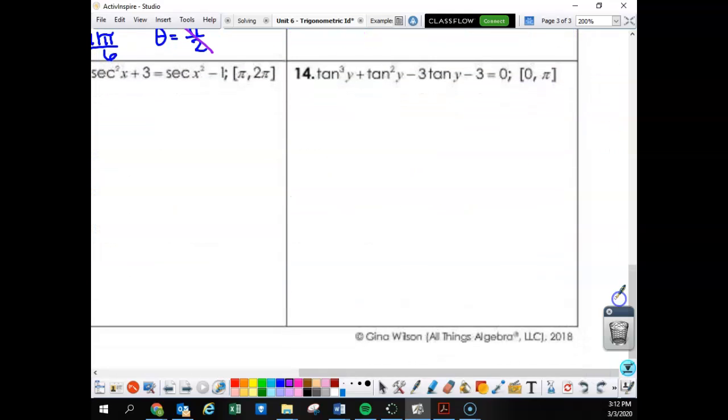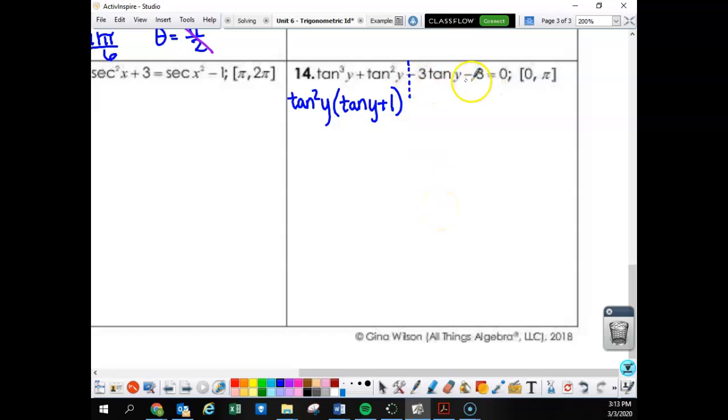Number 14 is tangent cubed y plus tangent squared y minus 3 tangent y minus 3 equals 0. So we're going to try to factor this by factoring by grouping. Okay, so we're going to split this. And what we're going to do is we're going to factor out a tangent squared here, which is the GCF. So you factor out the GCF. So this is tangent squared y. Okay, and so this is going to be tangent y plus 1.